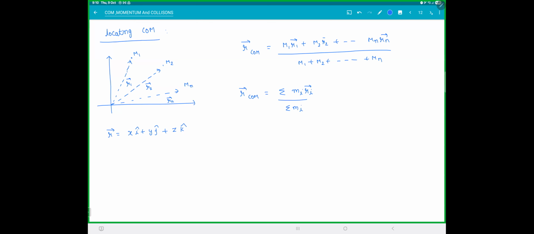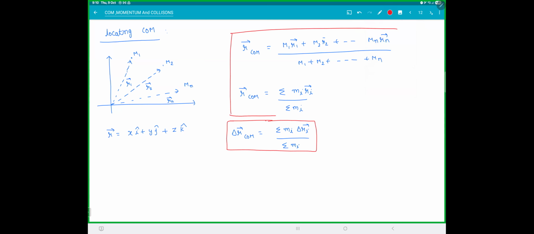If you actually put a differential on both the sides, delta, so delta r COM, that is the change in position of center of mass, will be sigma m_i times the change in position of each particle, because m is anyway constant, so the differential part will just go inside. This is quite a useful thing. We are going to use this later on. So whenever you want to find center of mass, in mathematics, this is also called as weighted average. So here m is the mass of the particle.